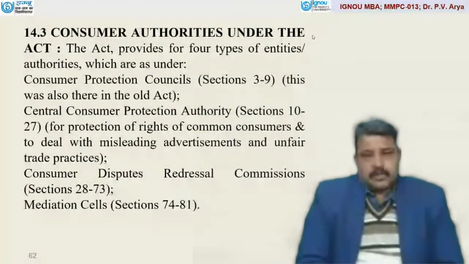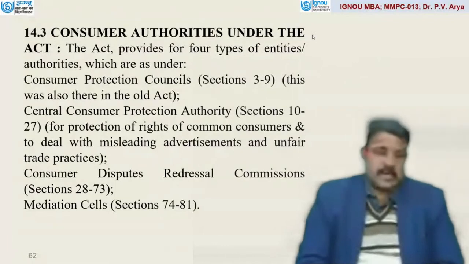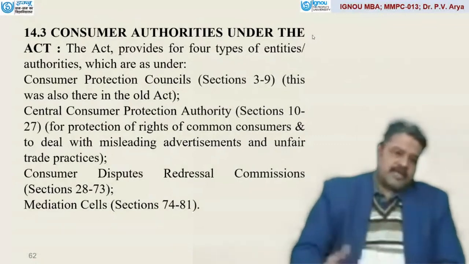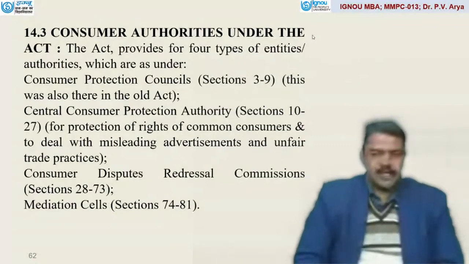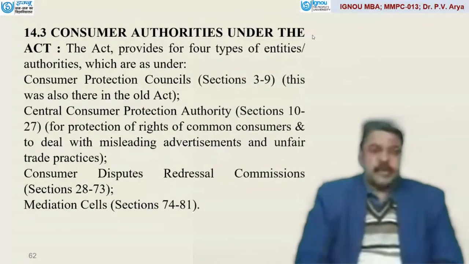There are consumer authorities under the Act. There are basically four types: Consumer Protection Councils, Central Consumer Protection Authority, Consumer Dispute Redressal Commissions, and mediation cells. They are defined under respective sections, like sections 3 to 9, 10 to 27, 28 to 73, and 74 to 81.